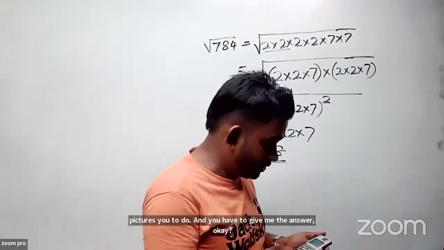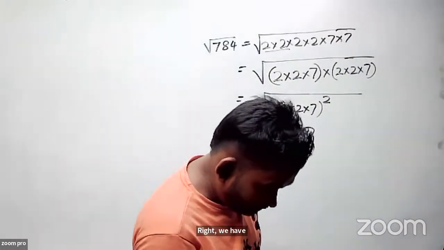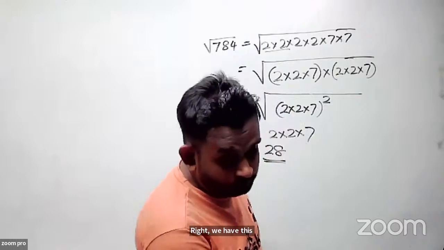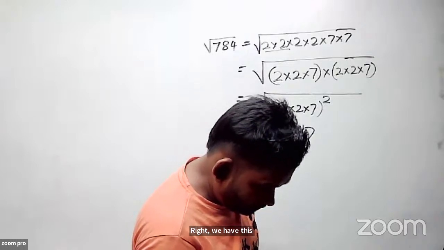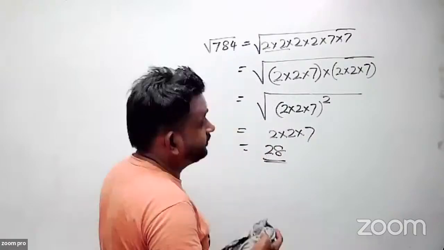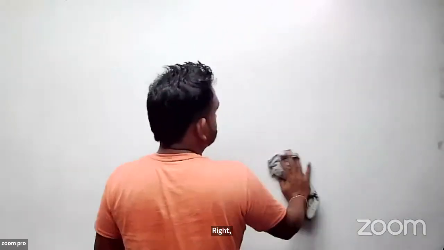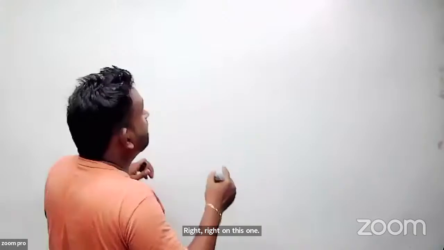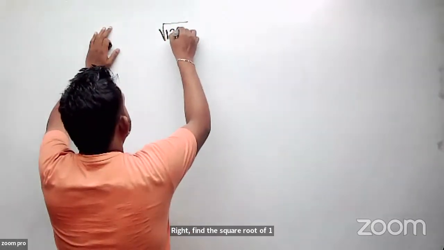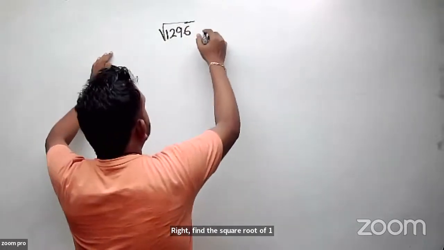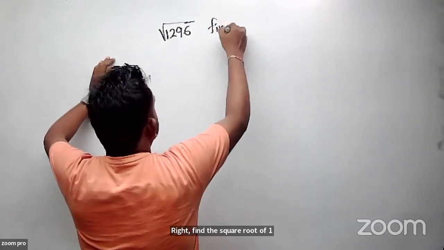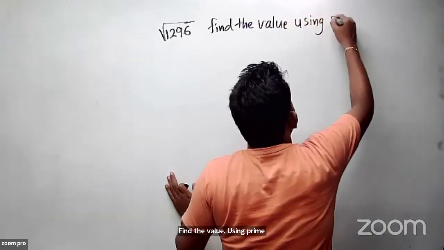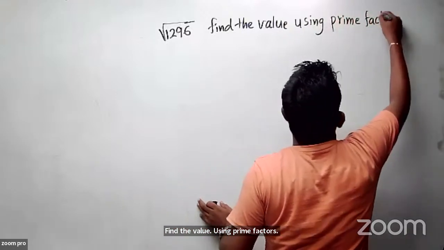Right. We have this question. Write down this one. Find the square root of 1296 using prime factors. Find the value using prime factors.